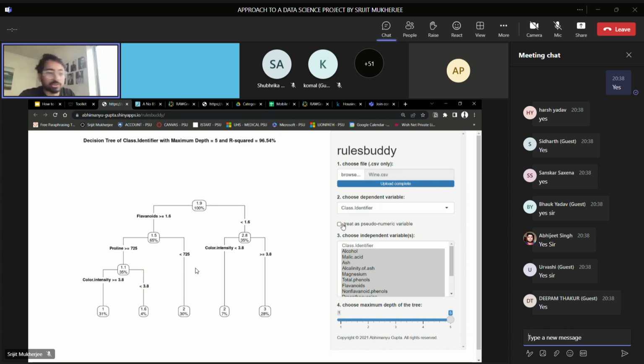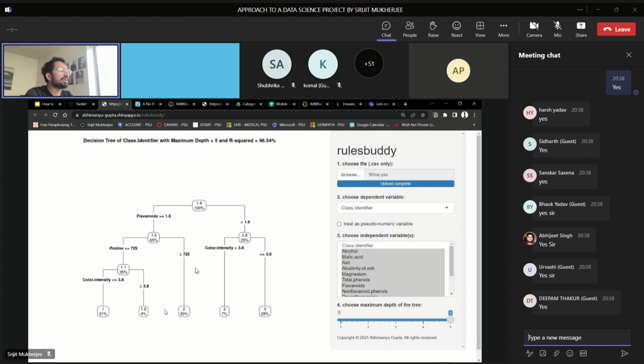So now how to interpret the decision tree? It tells you that if the flavonoids is less than 1.6 and the color intensity is more than 3.8, it's type 3 wine. If the flavonoids is less than 1.6 and color intensity is also less than 3.8, it's type 2 wine. If flavonoids is more than 1.6 and the proline is less than 725, it's type 2 wine. If flavonoids is greater than or equal to 1.6 and proline is greater than or equal to 725 and color intensity is less than 3.8, then probably it's type 2. And for color intensity in the other case, it's type 1.